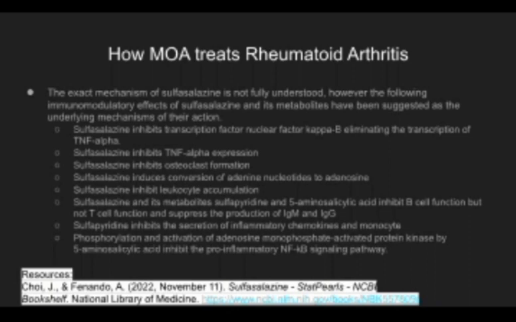Sulfasalazine and its metabolites, sulfapyridine and 5-aminosalicylic acid, inhibit B cell functions and not T cell functions, and suppress the production of IgM and IgG. Sulfapyridine inhibits the secretion of inflammatory cytokines and monocytes. The pro-inflammatory NF-κB signaling pathway inhibits the phosphorylated activation of adenosine monophosphate-activated protein kinase by 5-aminosalicylic acid.